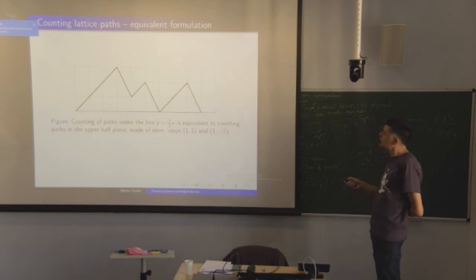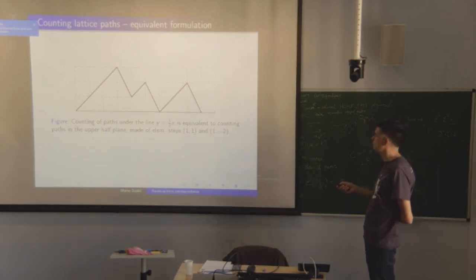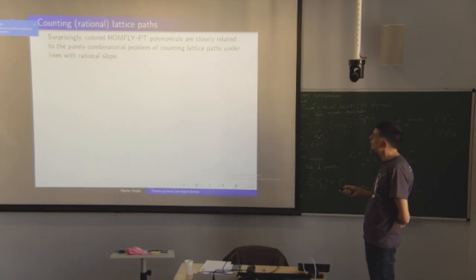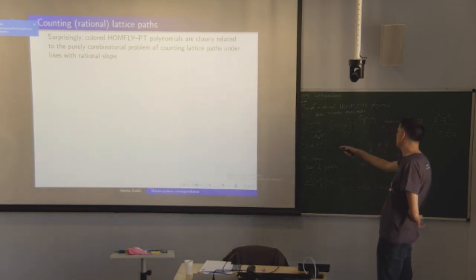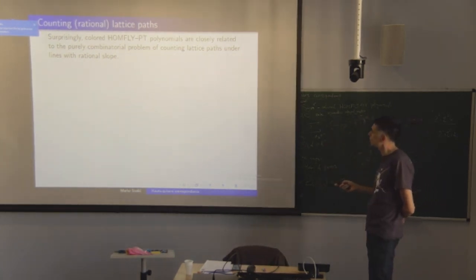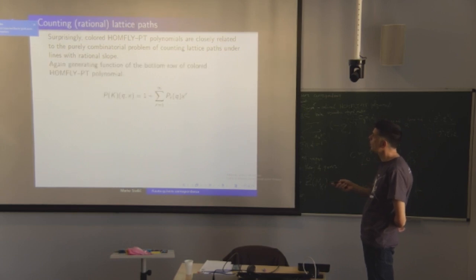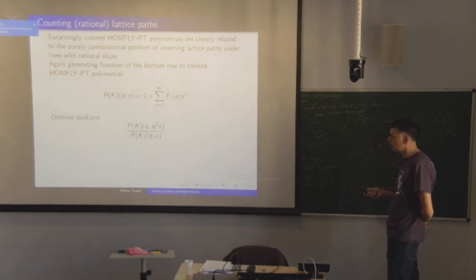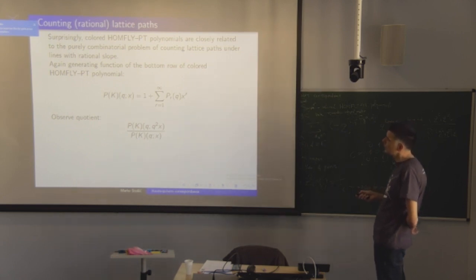How knots enter is not that mysterious, but it's mysterious why it's so nice. Equivalently, this is just an equivalent formulation, you can also count steps where if you go up, you go by 1 and down by 2. There are different interpretations, but I'll stick to this one. Somehow the colored PT polynomials, coupled with quivers, have to do with this counting. This is a generating series. When you want to extract something, you find this quotient that describes somehow the asymptotics.